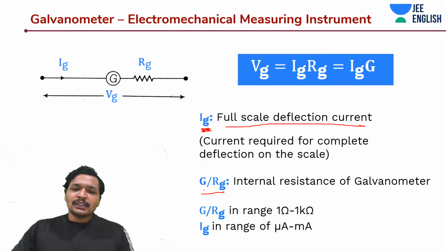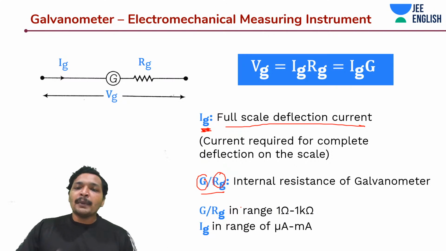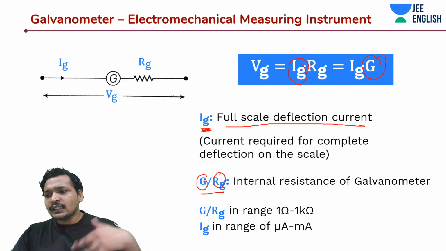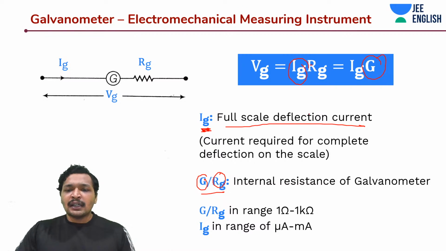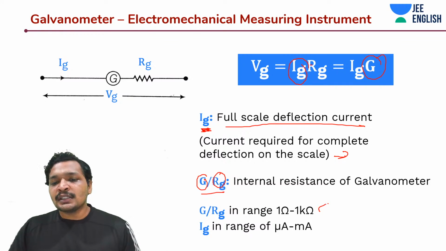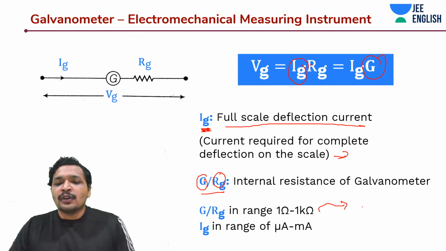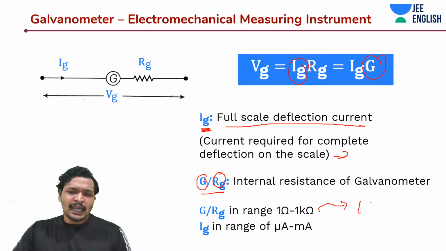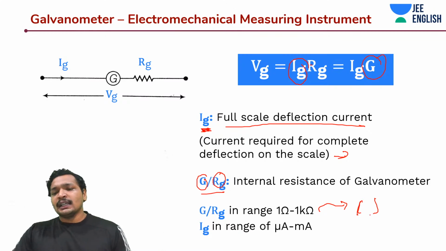And we can denote this internal resistance, or the resistance of the galvanometer, as G or RG. In your problems, they will directly give you G, or they may give you RG. Typically they will use IG. IG is the current flowing into the galvanometer, not necessarily the full scale current, but generally it is full scale current. The resistance of a galvanometer is generally in the range of 1 ohm to 1 kilo ohm, or 10 kilo ohm. It's a high resistance, I guess, but generally it is like this.